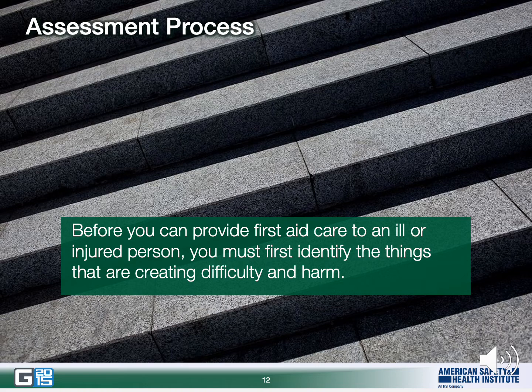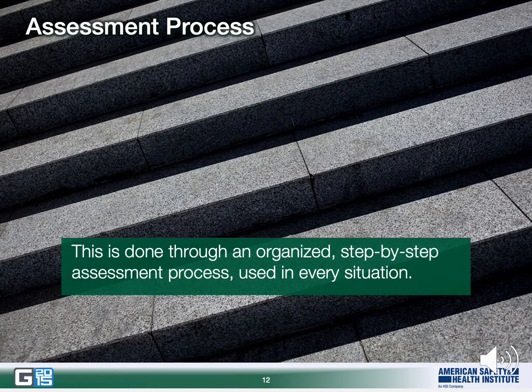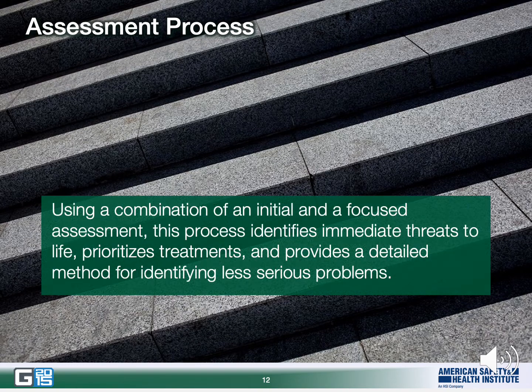So before you can provide first aid care to an ill or injured person, you must first identify the things that are creating the difficulty or harm. This is done through an organized step-by-step assessment process used in every situation. Using a combination of initial and focused assessment, this process identifies immediate threats to life and prioritizes treatment, and provides a detailed method for identifying less serious problems.